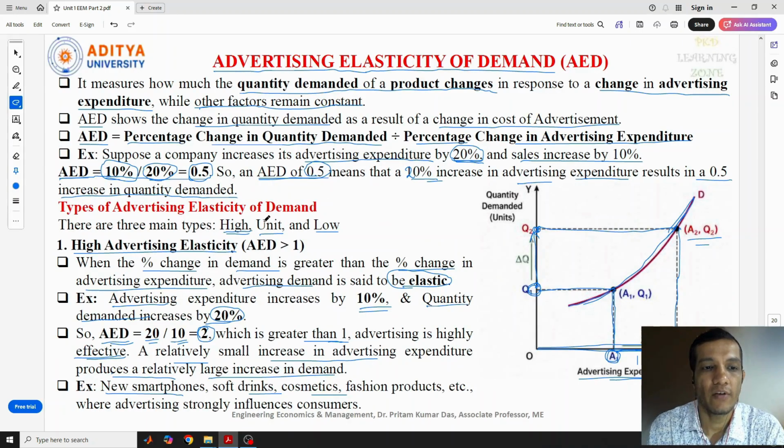So these are the 3 types of advertising elasticity of demand, and this is the theory related to advertising elasticity of demand. I hope you understand this lecture.